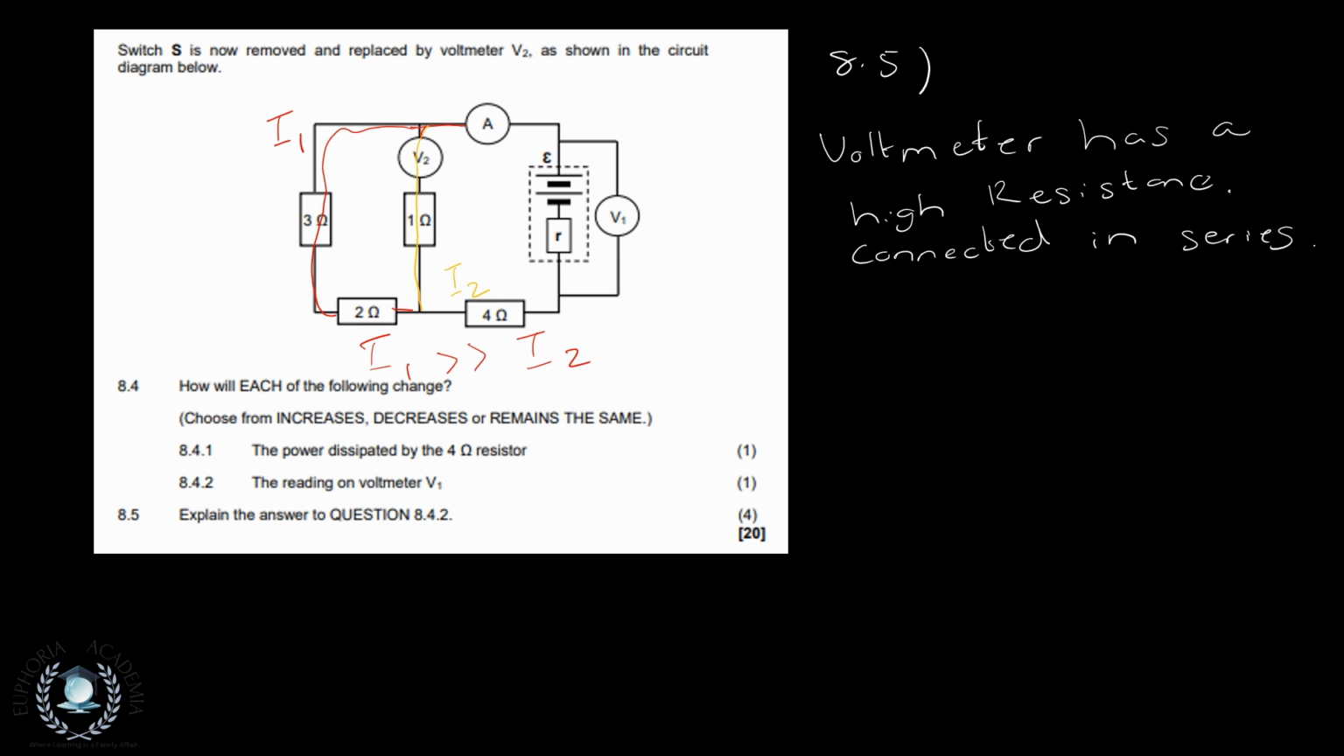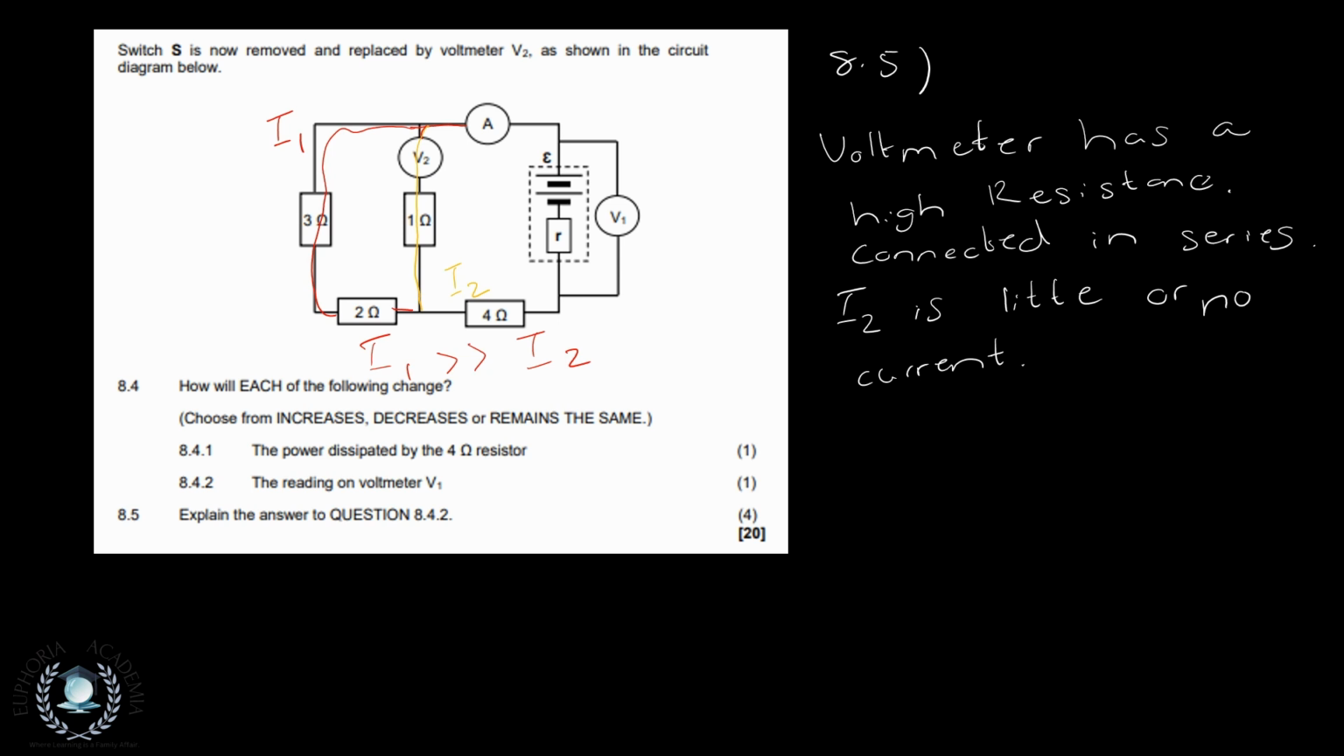All right, so that means that the current through I2 is little or no current at all is flowing through there, right? Because of that high resistance through the voltmeter. Now, what does that actually mean for V1? Why should V1 even care?